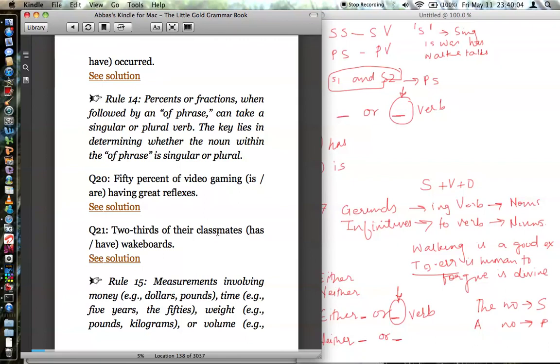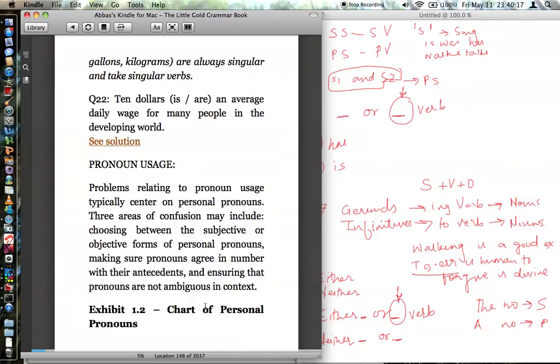So you say 50% of video gaming is having great reflexes. 2/3 of their classmates being plural, you say 2/3 of their classmates have wakeboards. And then measurements involving money, time, weight, volume, these are singular. So $10 is an average daily wage for many people in the developing world. This wraps up subject verb agreement. Thanks.